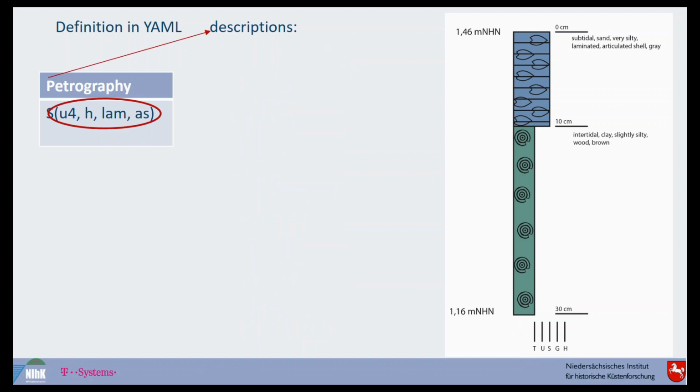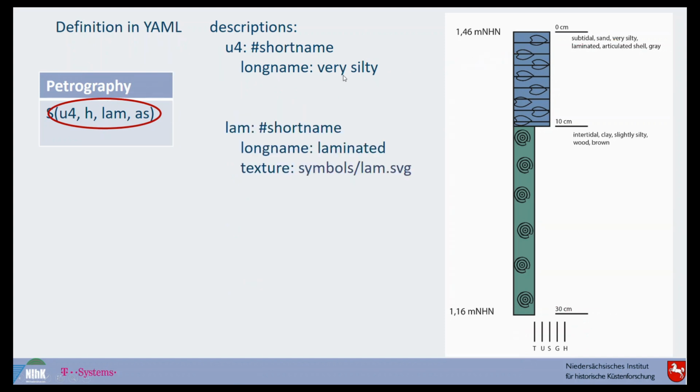The second part is the description. The description is the stuff inside of the brackets. So in this case U4, it's very silty, and it's written here. And hopefully soon implemented is also the possibility to have an SVG file in the plugin folder, and then you have the representation of your description inside of the box when it's imported, like this is wood or shells or something like that.